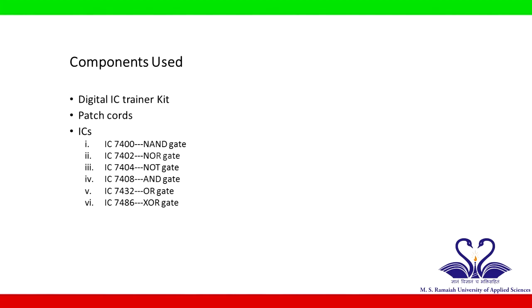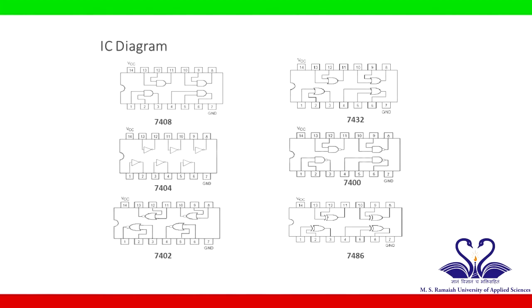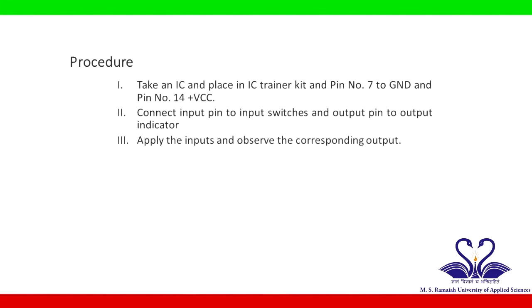IC 7400 NAND gate, IC 7402 NOR gate, IC 7404 NOT gate, IC 7408 AND gate, IC 7432 OR gate, IC 7486 XOR gate. Figure shows pin diagrams of all the ICs used in this experiment. Experimental setup includes ICs placed on digital IC trainer kit.